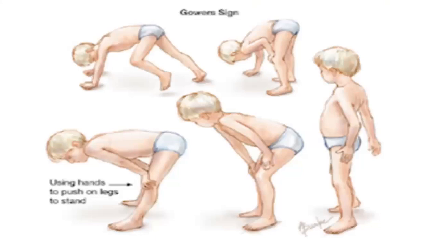In these persons, what happens? Gower sign becomes positive. When you sit down, you can easily stand up. But when the boy you see here is trying to stand up, it is as if he is trying to climb up on his legs. This is the climbing test positive, or the Gower sign positive. This is typical of muscular dystrophy.